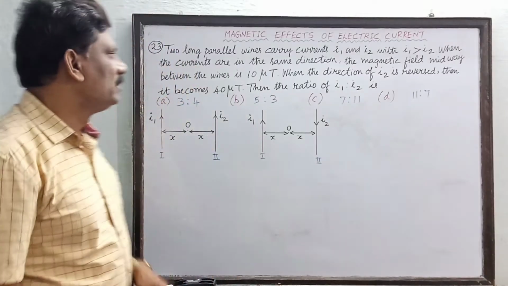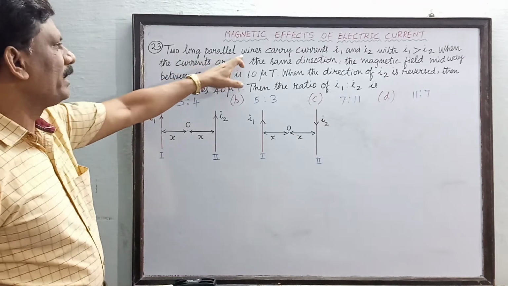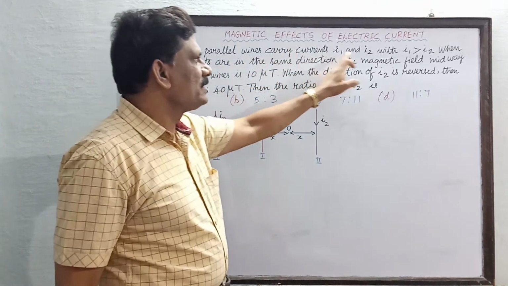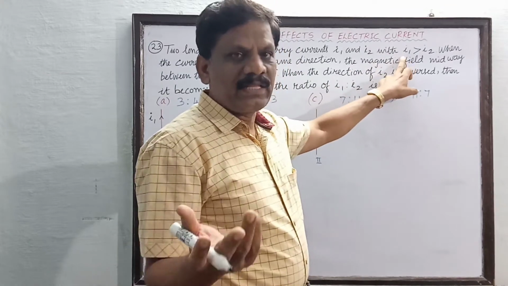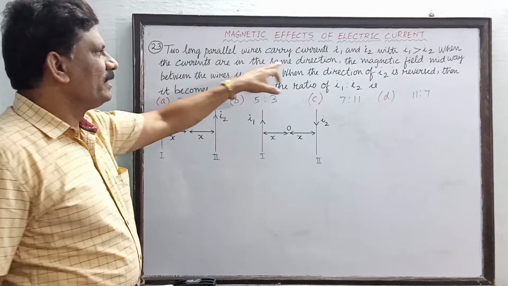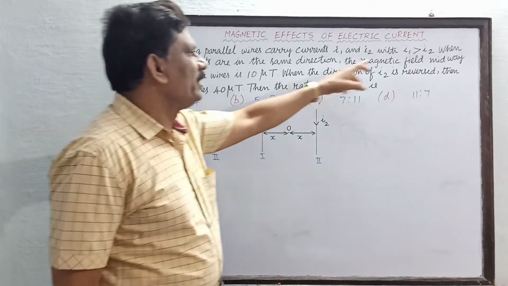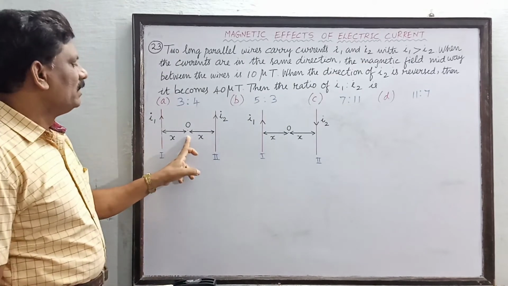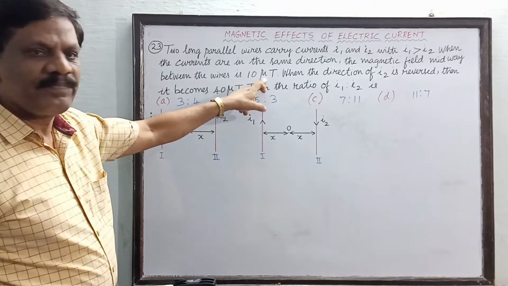Hi students. Now question number 23. Two long parallel wires carry currents I1 and I2 with the condition that I1 is greater than I2. When the currents are in the same direction, the magnetic field midway between the two wires is 10 microtesla.